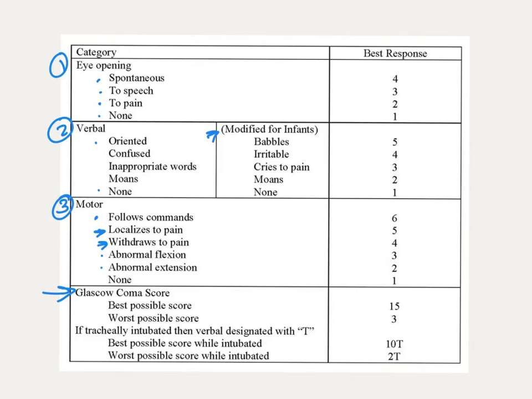And then you add everything up, so your best score possible is 15, your worst score possible is 3. Now, if your patient is intubated, then we use this T, so you would get 10T as your best score and 2T as your worst score, because if they're intubated, we cannot assess the verbal component.